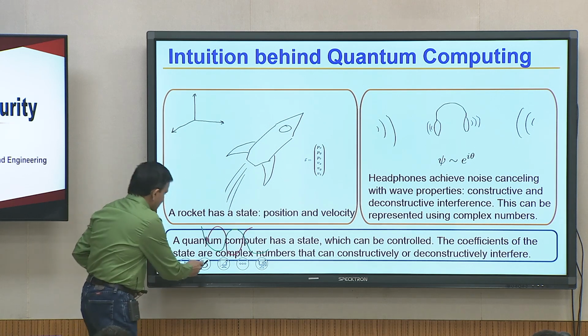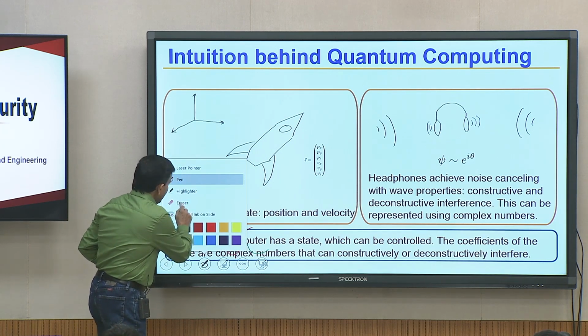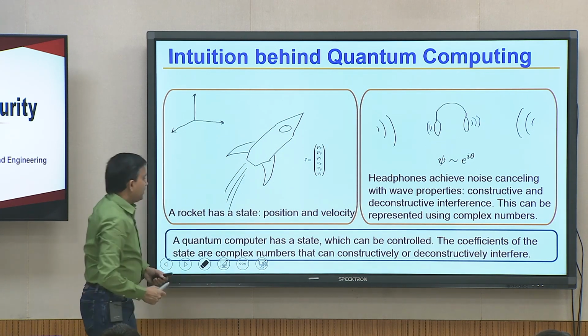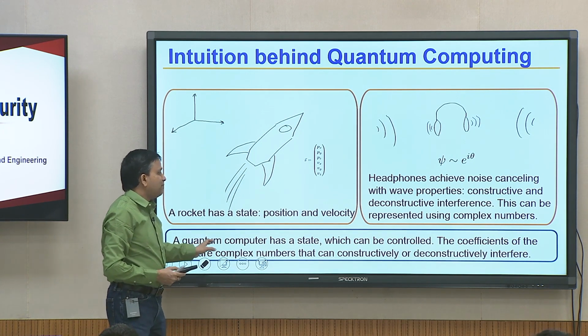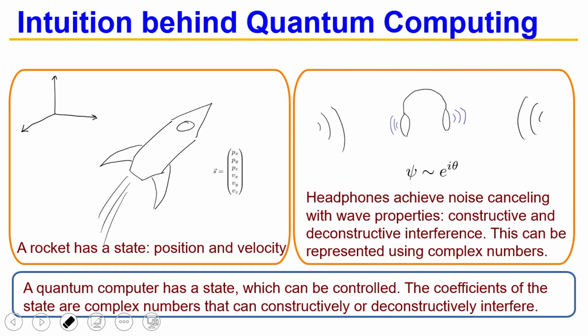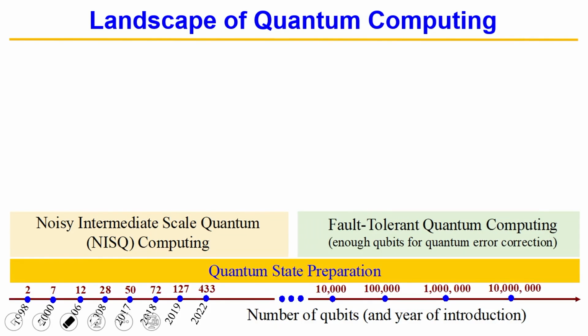And the key idea here is that a quantum computer has a state which can be controlled, and the coefficients of the state are complex numbers that can constructively or destructively interfere. Remember that noise signals cancel each other. Now, what is happening over the years? The computers we have today we call noisy intermediate scale quantum computing.